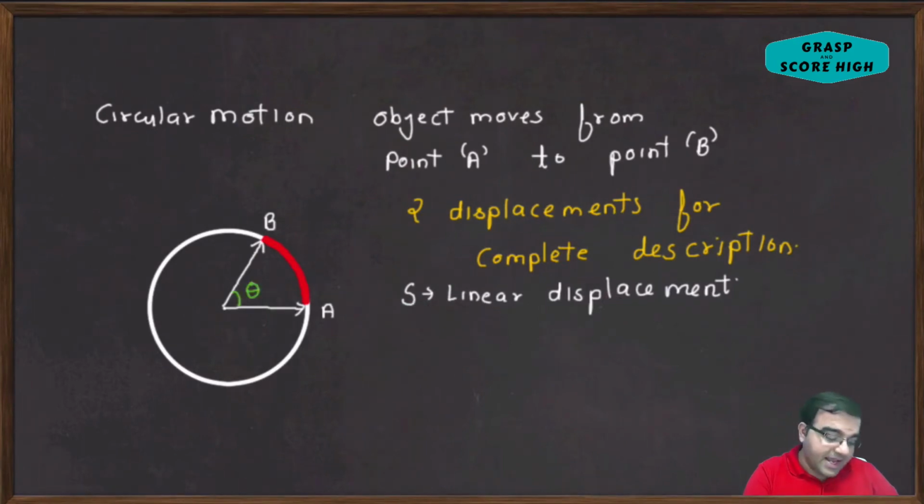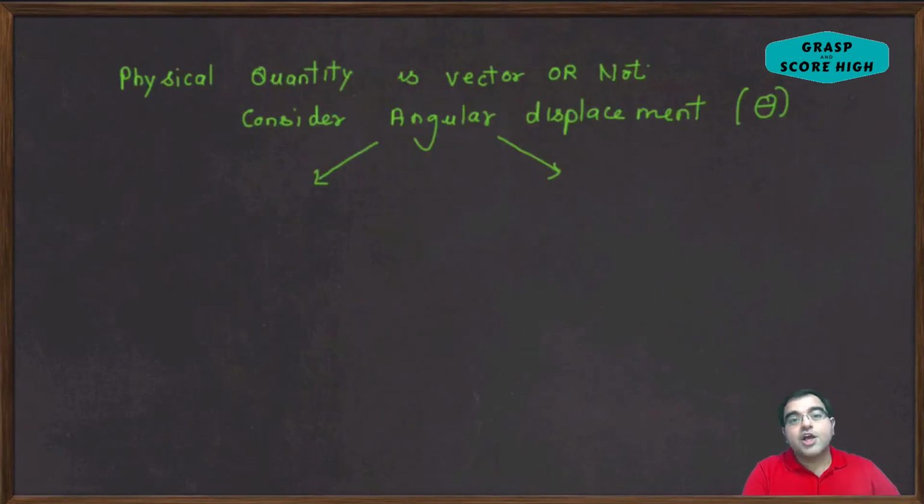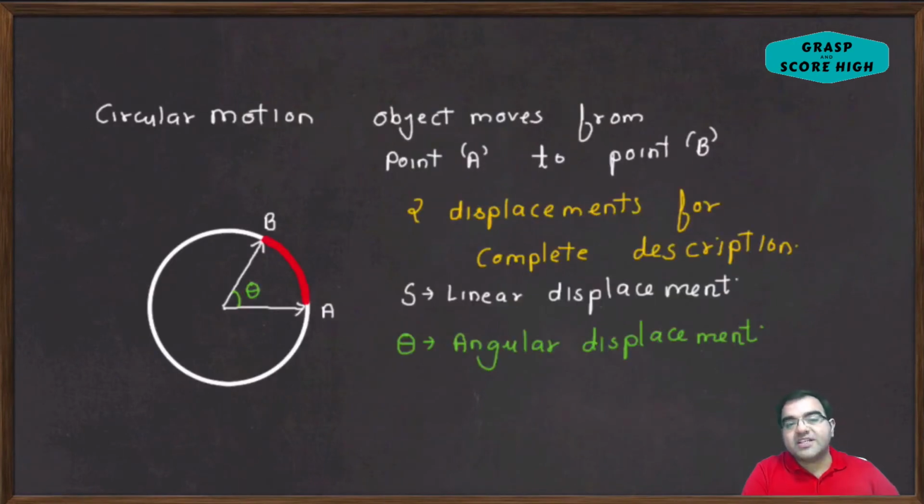At the same time, can I say the angle at the center also changed by some value? If we want to describe circular motion, we also need to describe the angle which has changed. Therefore, the angle theta is called the angular displacement. So there were two displacements to describe circular motion. The first one was linear displacement. The second one was angular displacement.